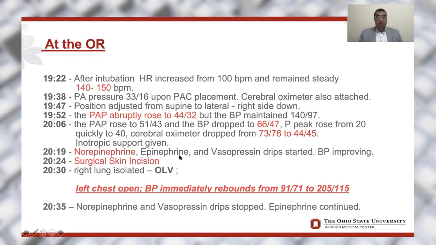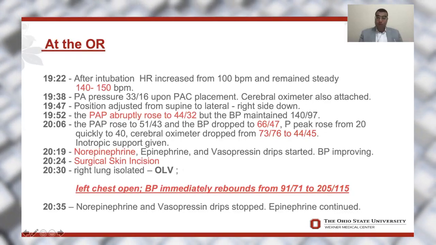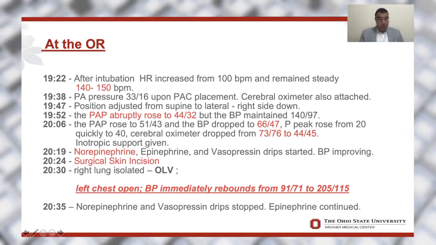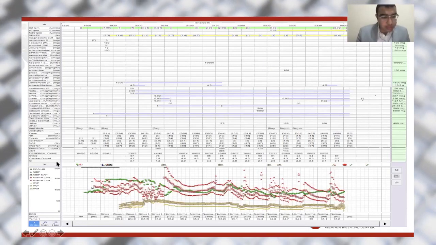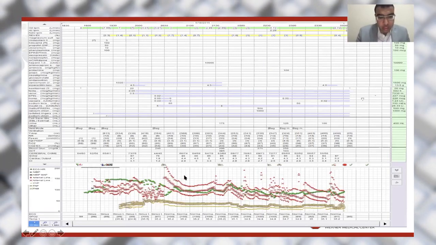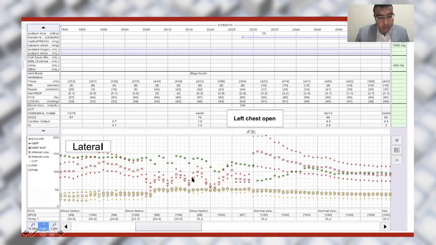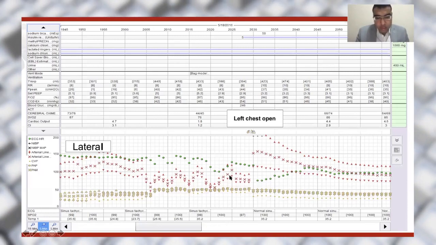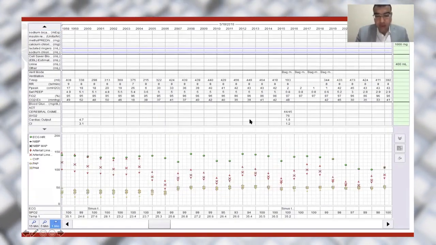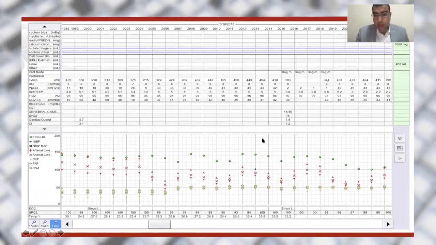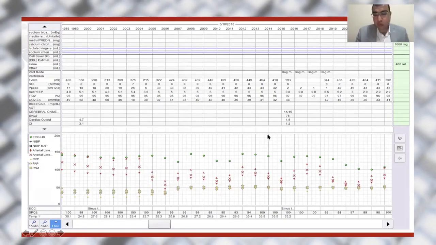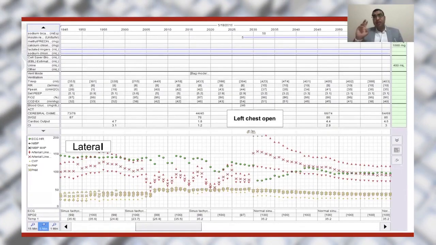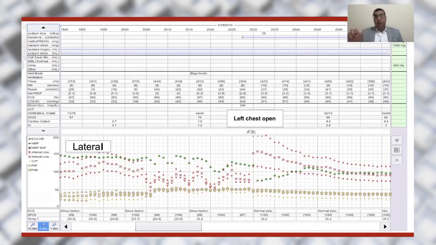So I think this was too much. So what happened? This is the electronic sheet. I think this is a very nice photo. You can see this is the A line. The A line reaches here, about 80. Yeah, you can see it's here right now. This is 100. So the A line is 80/50. Then after the left chest opened, it rebounded to 200/100. So this is very important to us as anesthetists, that there is something you can fix, but another thing the surgeon should fix.